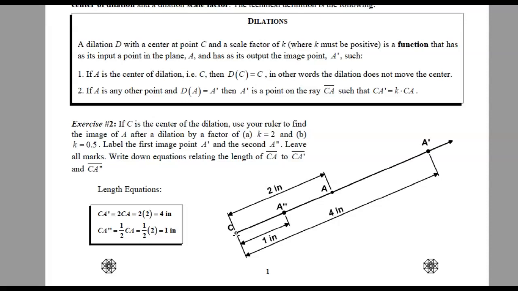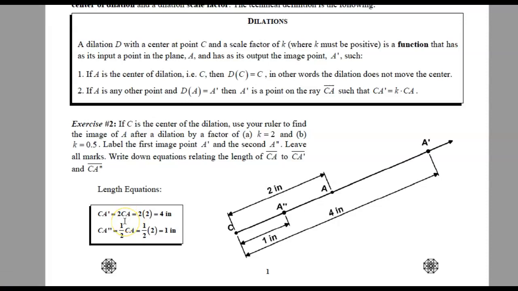So if the scale factor is 2 and we originally had 2 inches, now we're going to need to go 4 inches, but we're going from that original point, from that center point, not from A. So C to A is one distance, C to A prime is the other distance, and those two distances need to be a scale factor of 2 with each other. So as you can see in the length equation here, the distance from C to A prime is double the distance from C to A.